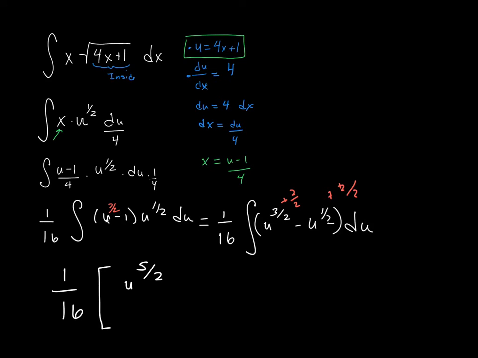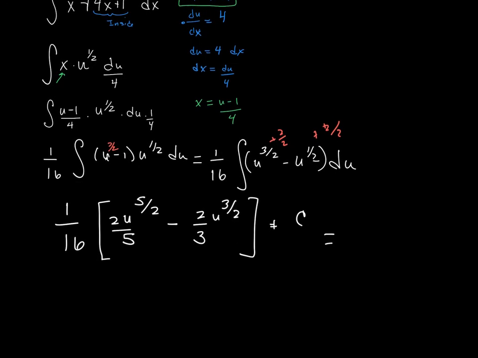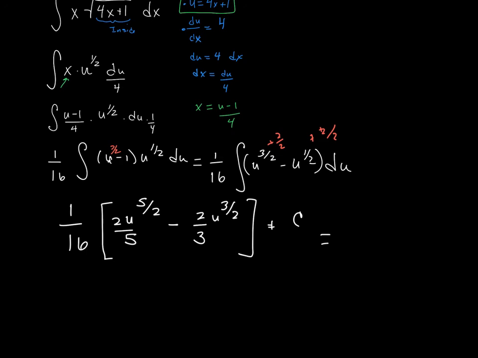And then I flip that reciprocal, and that becomes u to the 2/5. Do the same thing with the next one, so that becomes u to the 2/3, u to the 3 halves. Do not forget your constant. And then just go ahead and multiply this out.